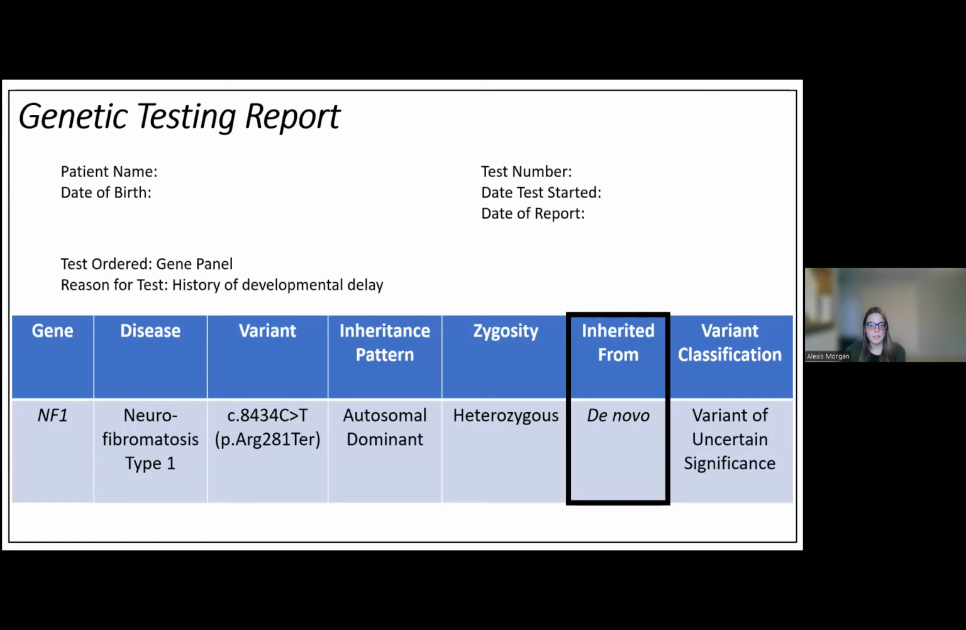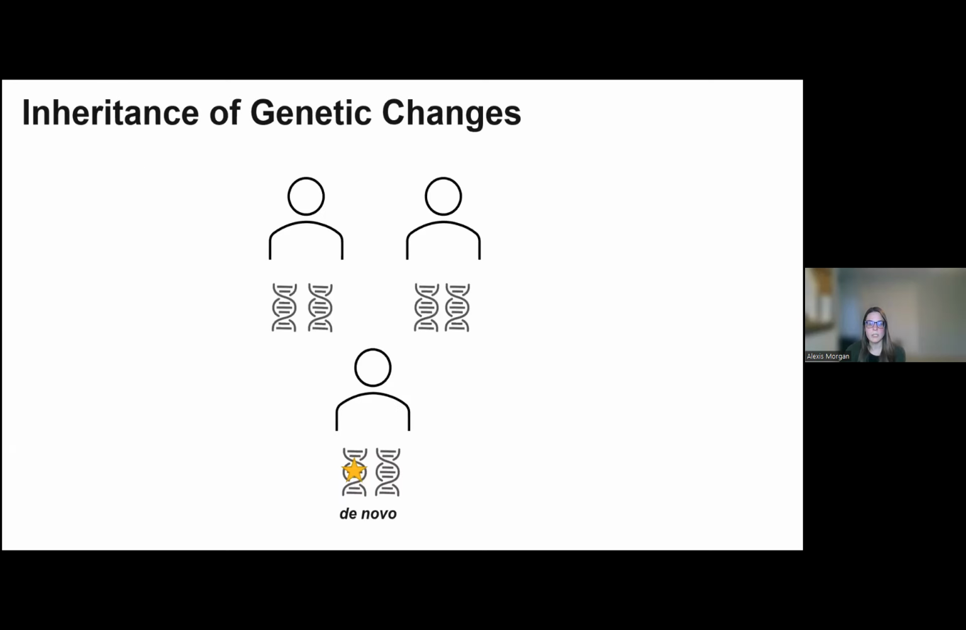As mentioned before, inherited from is different from inheritance pattern. Inherited from tells us if this sequence variant came from one or both parents, or if the sequence variant was a brand new change in the individual. In this example, the sequence variant is de novo. De novo means the variant was not inherited from either parent and was a brand new change in this individual that occurred either in the egg or sperm or early on in development.